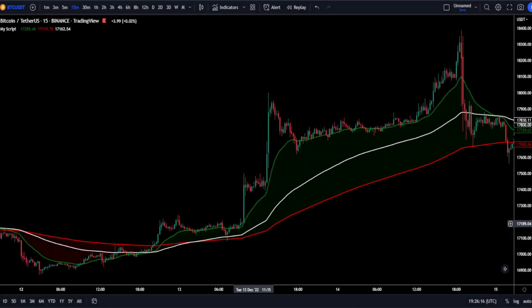It consists of 3 exponential moving averages. The red line is our 200 EMA, the white line is our 89 EMA, and then our green line is our 21 EMA. In between these moving averages, a color is plotted to create a cloud. The main use of the indicator is to identify the overall trend of the market.